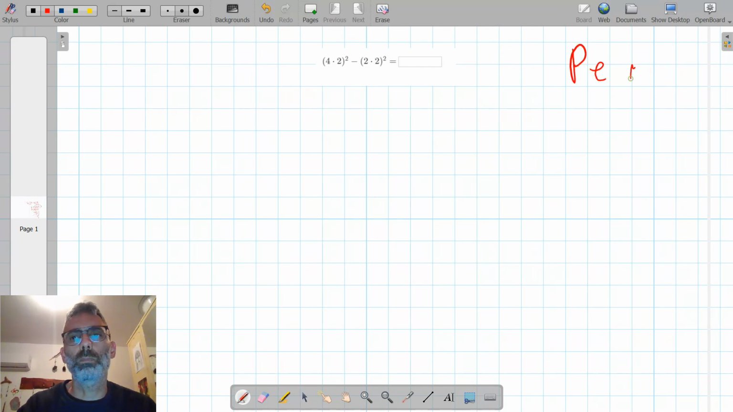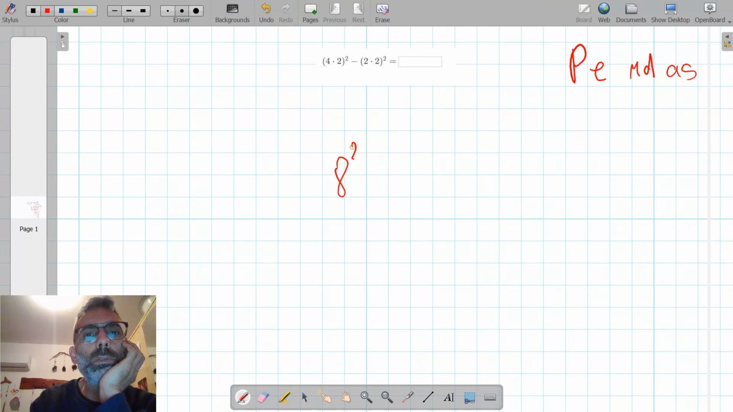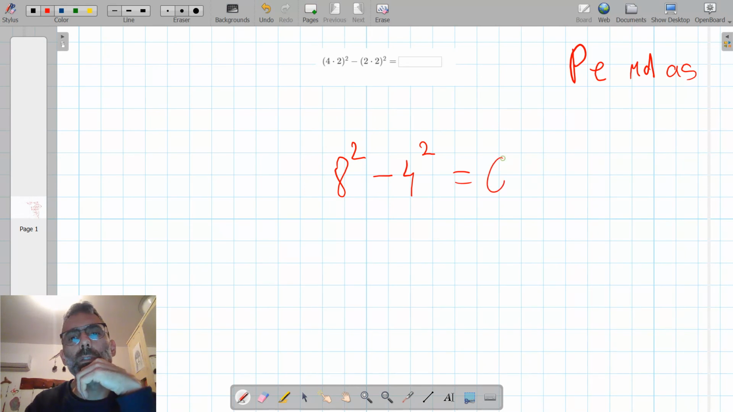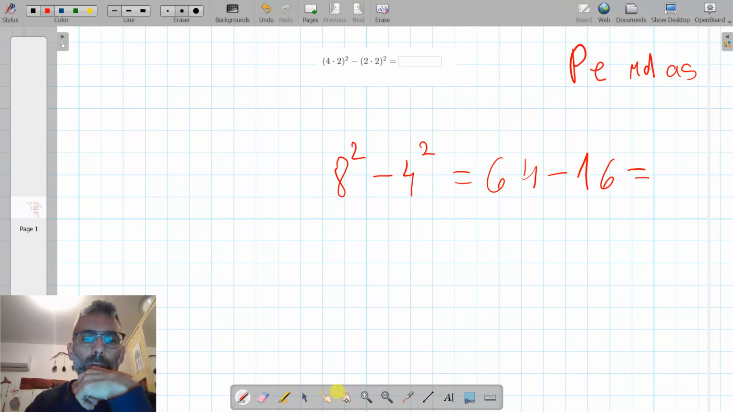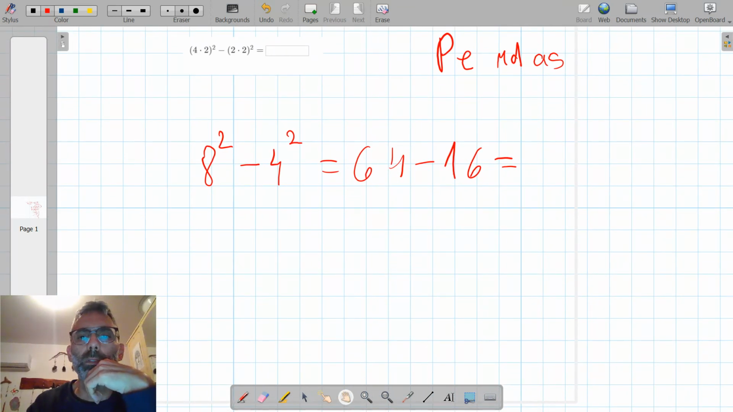Parentheses, exponents, multiplication and division, addition and subtraction. So first the parentheses is 8 squared minus 4 squared, 64 minus 16. Okay. 64 minus 10 is 54. 54 minus 6 is 48.